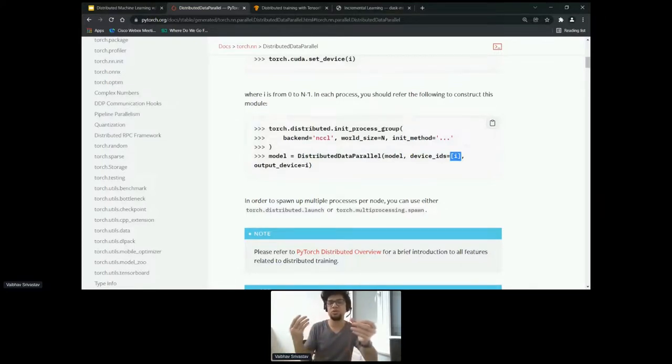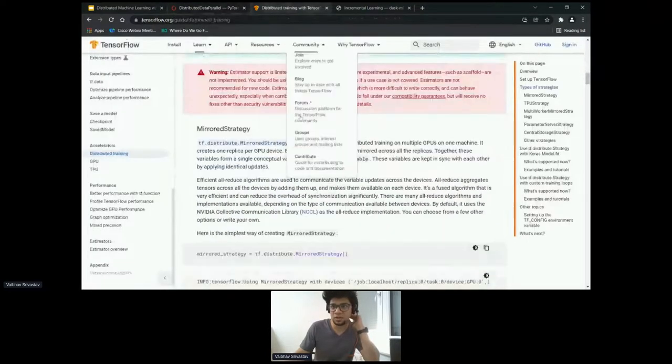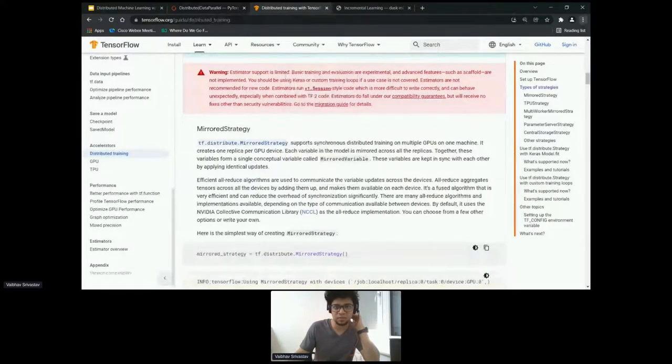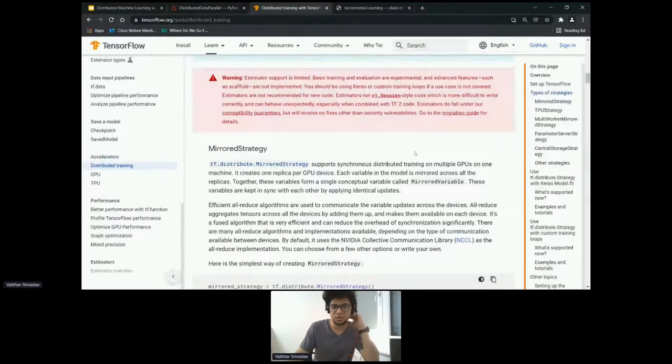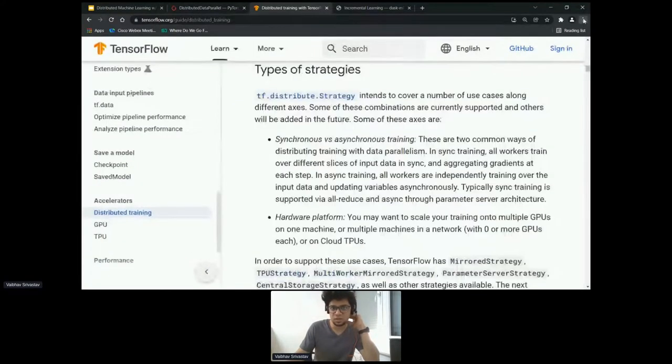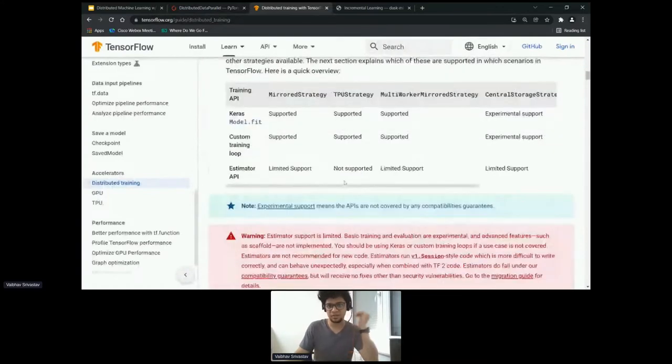If you have legacy PyTorch code, you can use distributed data parallel to be able to parallelize your model training or distribute your model training across multiple GPUs and so on. Similarly, if you have TensorFlow code, then again, you can use something like tf.distribute strategy. There are multiple strategies that you can use with TensorFlow depending upon where you wrote your code. If you wrote your code using Keras, then you can use something like mirrored strategy or TPU strategy. There are different strategies for different use cases.